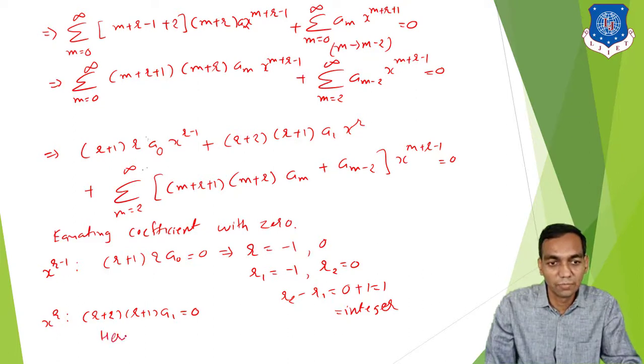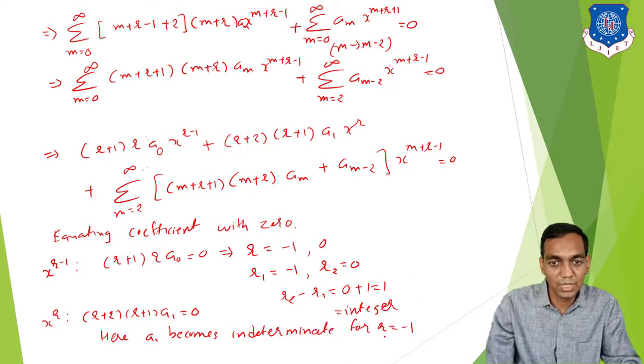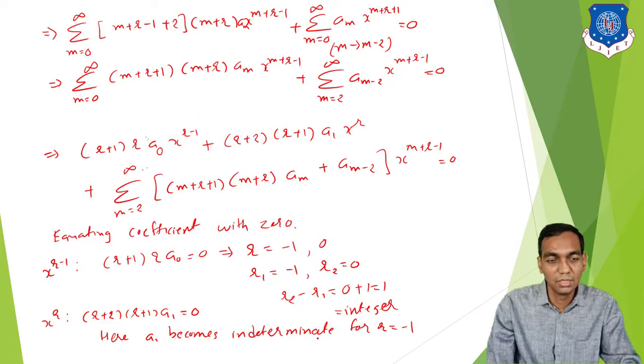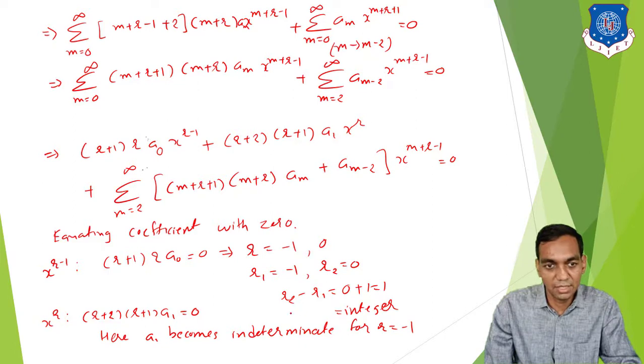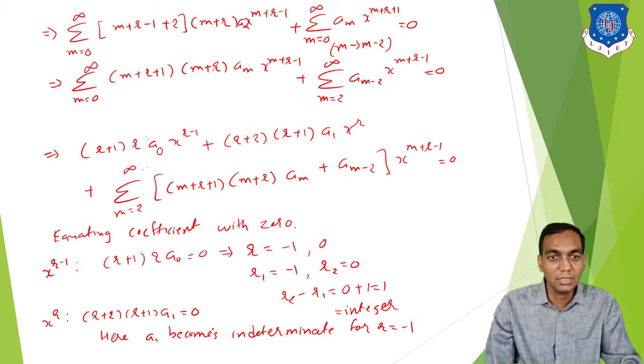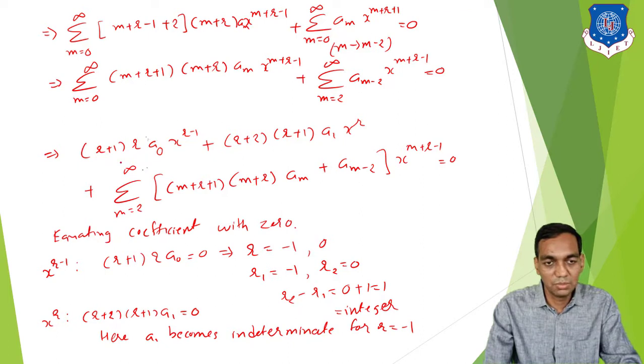Here a1 becomes indeterminate for r = -1, correct? So this is case 3: roots differing by an integer and one of the coefficients becomes indeterminate. Indeterminate means you cannot find the value of a1, correct? Now these two terms have been completed.